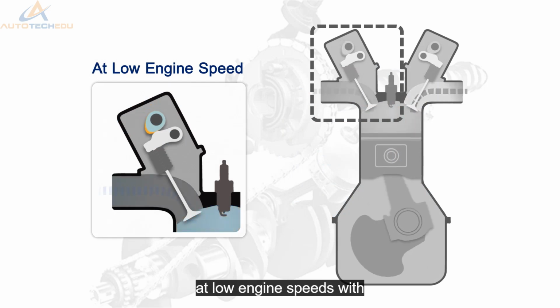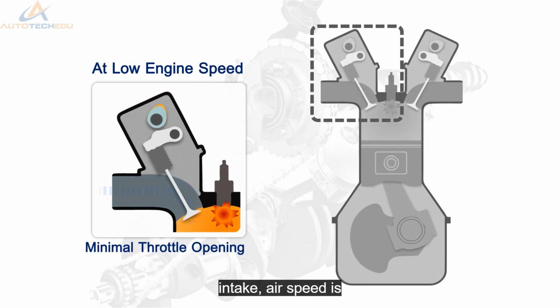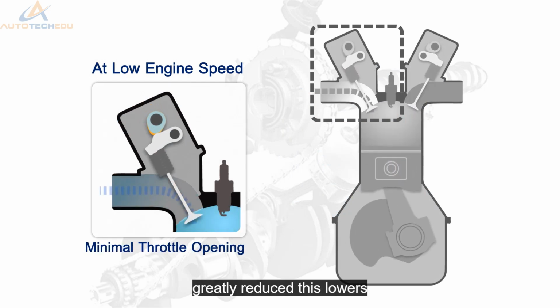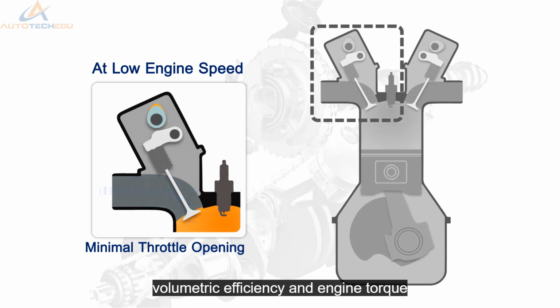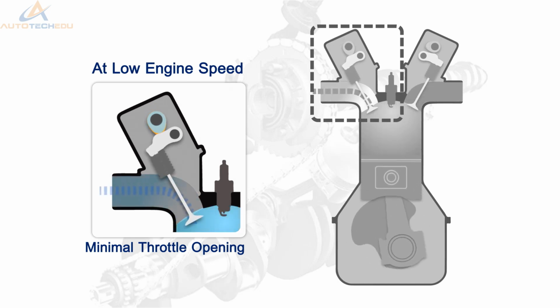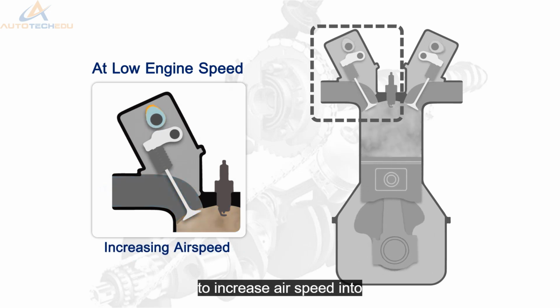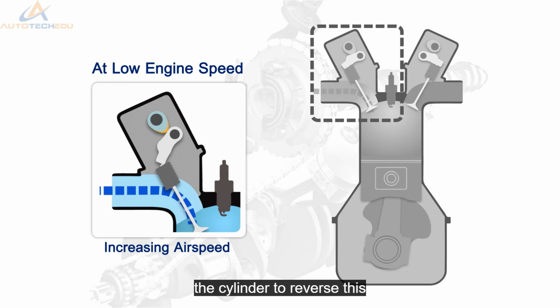At low engine speeds with minimal throttle opening, intake airspeed is greatly reduced. This lowers volumetric efficiency and engine torque. It is desirable to increase airspeed into the cylinder to reverse this effect.